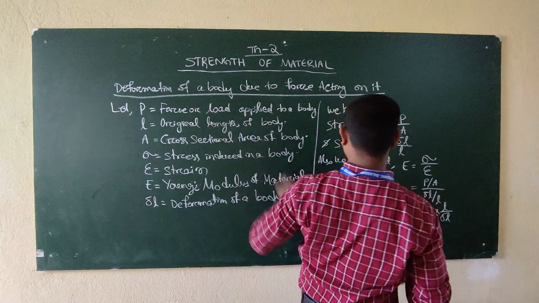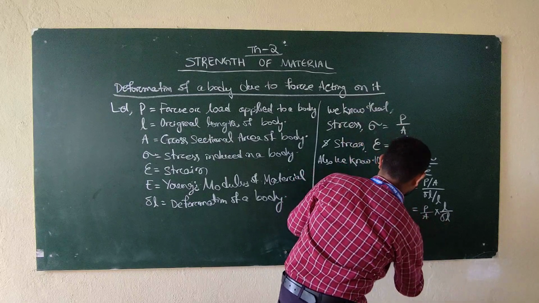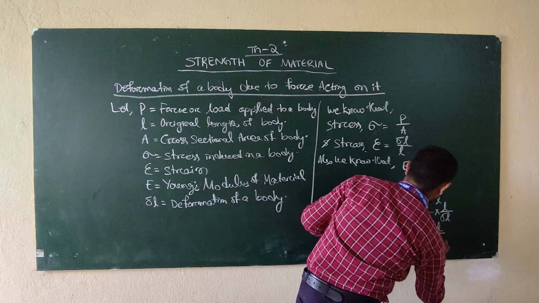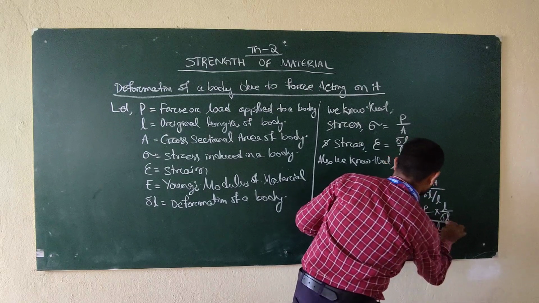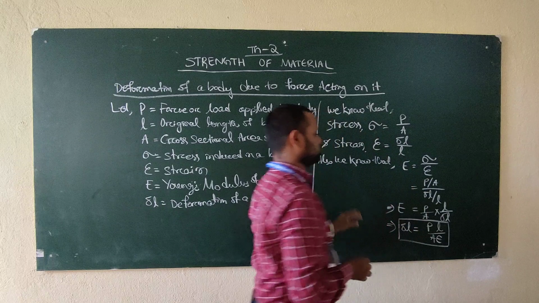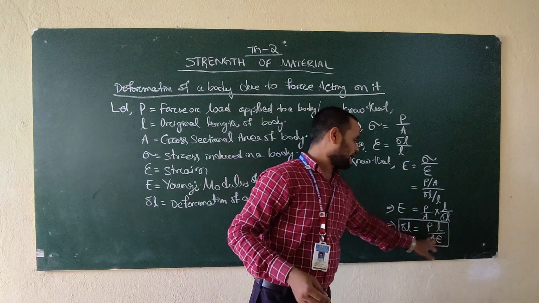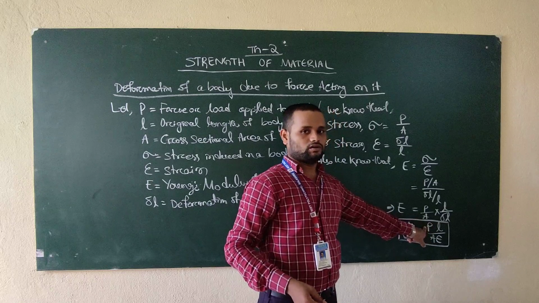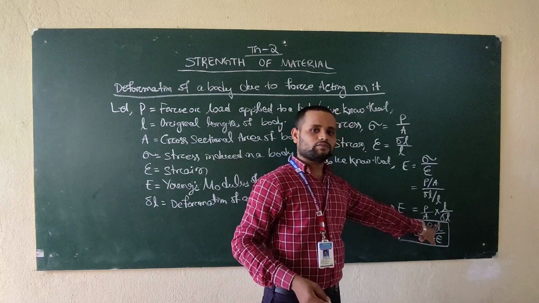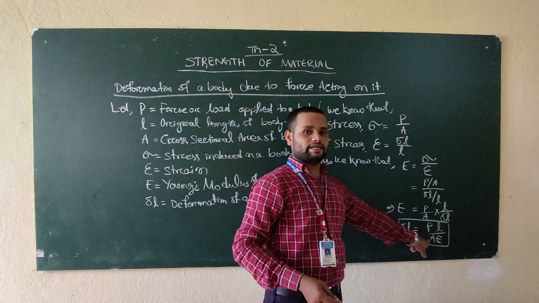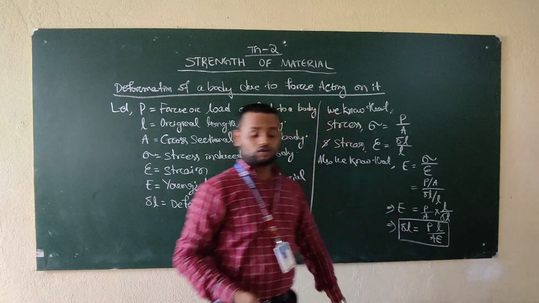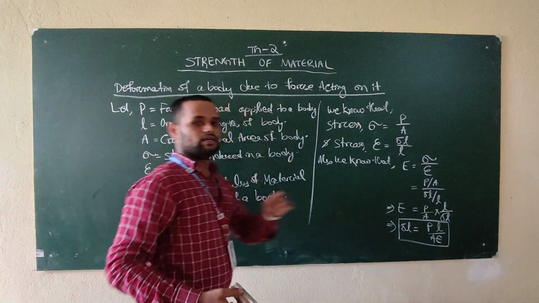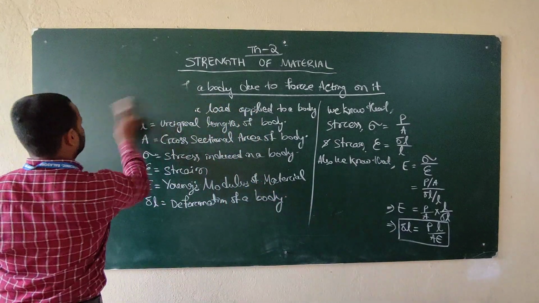So we have to calculate the deformation, that is del L. Del L equal to P L by A E, which is the required formula for deformation. Del L is the deformation, P is the force or load applied, L is the original length of the body, A is the cross-sectional area of the body, and capital E is the Young's modulus of the material. Based upon this formula, let's do some problems.